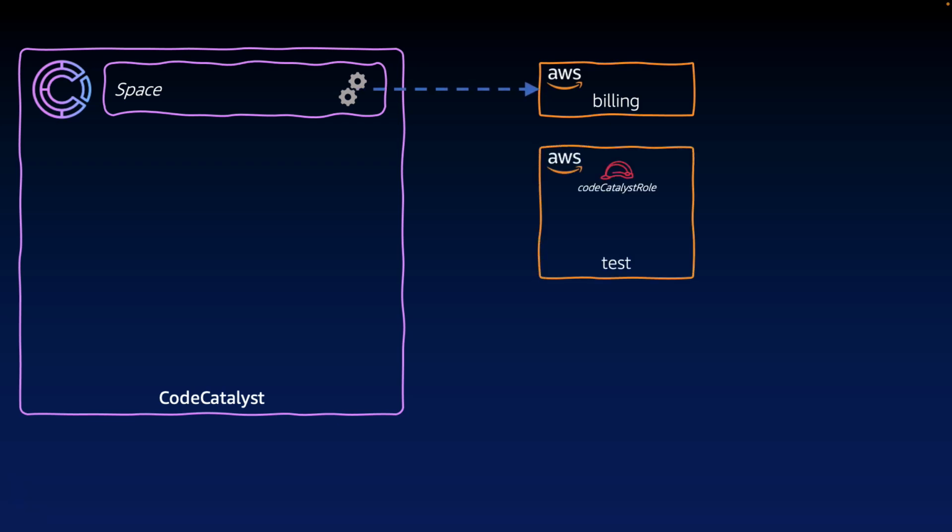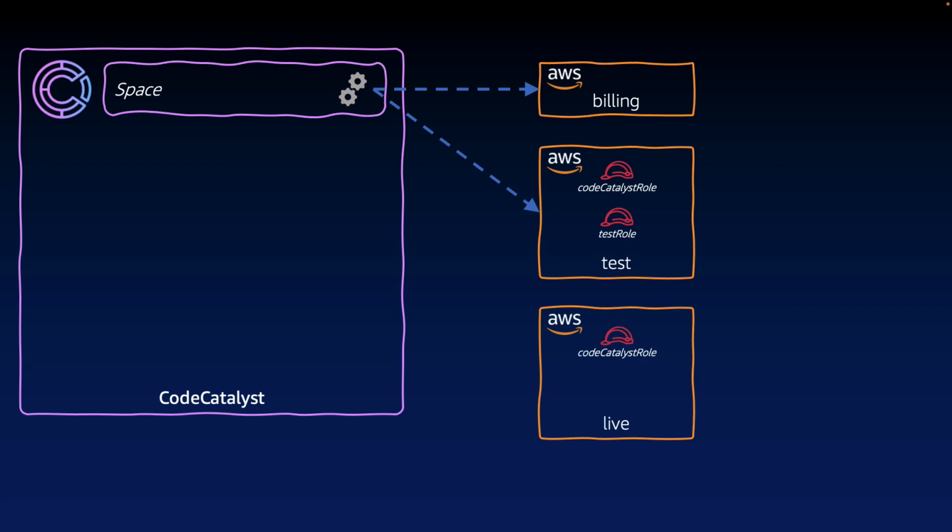By default, we're always going to have a billing account that will connect, and maybe we've got a test account with a default CodeCatalyst role that CodeCatalyst deploys in there for us with a fixed set of permissions, and maybe a test role as well with a different set of permissions, probably more limited. And we've probably got a live account as well with both of those roles in there that will deploy through. That lets us tell the space that we're working in CodeCatalyst about those accounts.